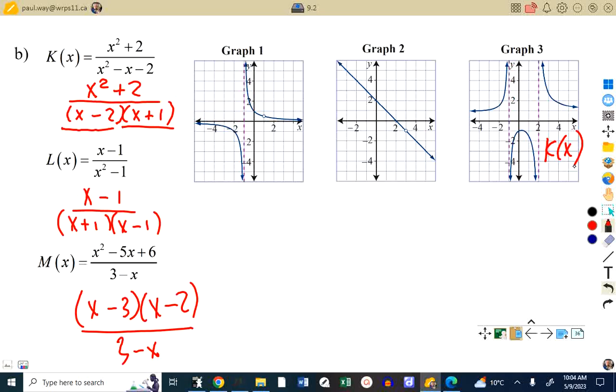What about l of x? Riley, will l of x have 2 asymptotes, 2 holes, or one of each? One of each, good. And what will the x coordinate of the hole be? 1, excellent. Because these cancel, the hole is at 1. Oh, we've got a hole at 1 right here, and a vertical asymptote at negative 1, so this must be l of x. Which leaves this as m of x, but I want to explain why it's m of x.